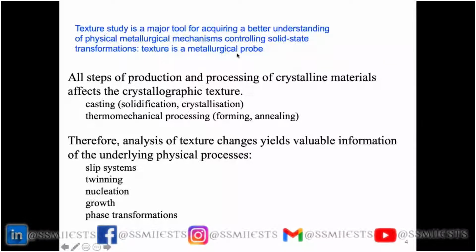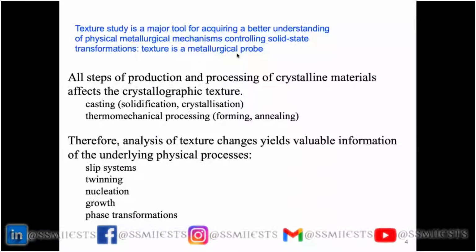Well, if you deal with metals, if you make them, if you process them, if you use them, structural transformations are bound to happen. For example, you go from the liquid to the solid state, you go from an initial phase to a final phase. In steel, for example, you have the famous austenite to ferrite or austenite to martensite phase transformation, but you may also have plastic deformation, recrystallization, grain growth, whatever. All these are called solid state transformations.